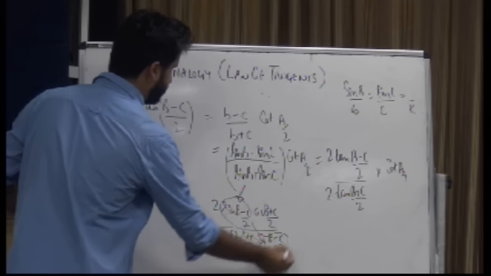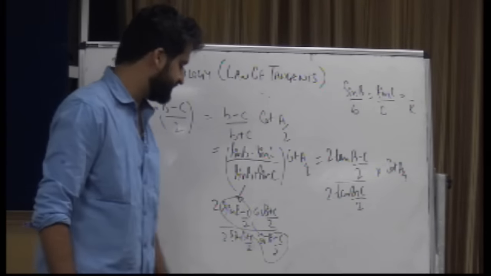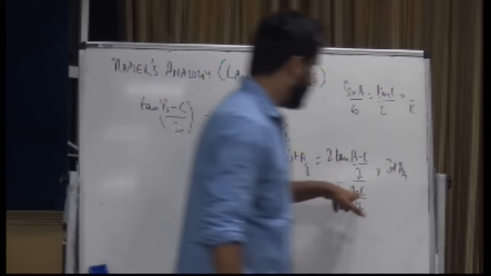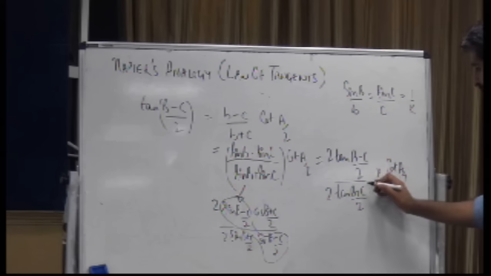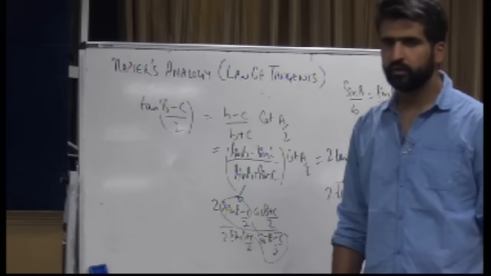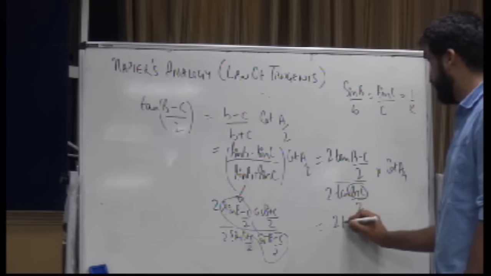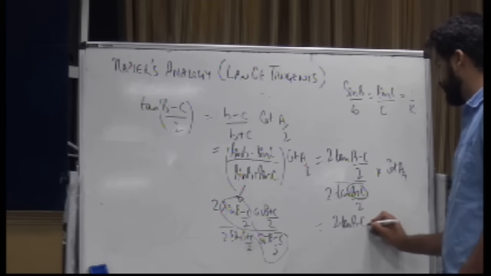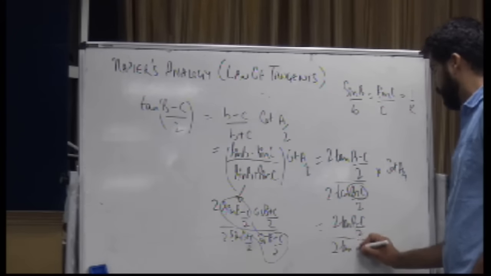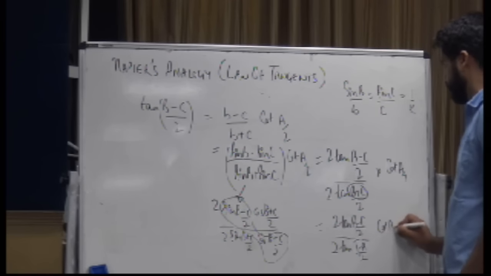So from here you get the tan term, which is tan (B minus C)/2. In the denominator you get tan (B plus C)/2. Now I can say that B plus C is actually equal to 180 minus A because of the angle sum property. So this will be equal to 2 tan (B minus C)/2 upon 2 tan (pi minus A)/2 into cot A/2.